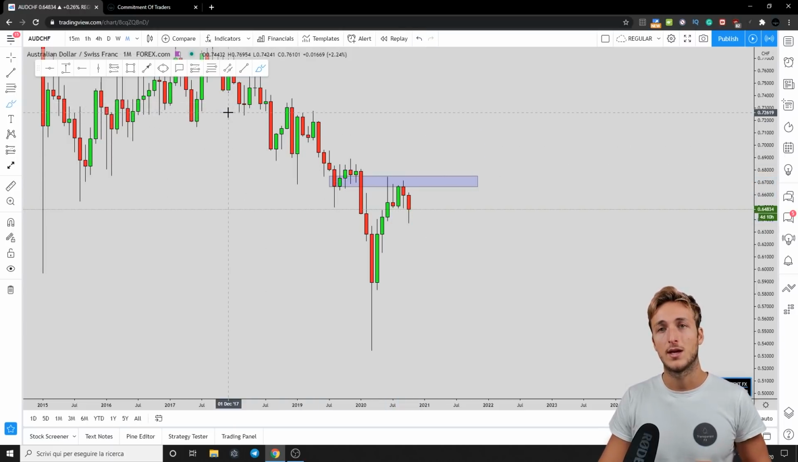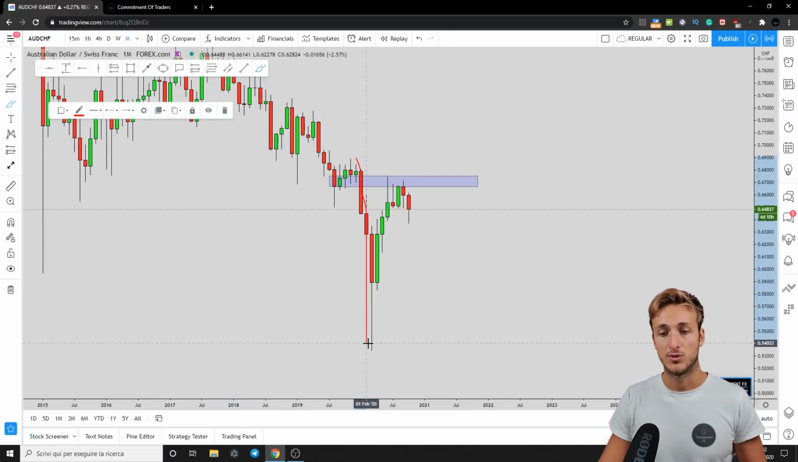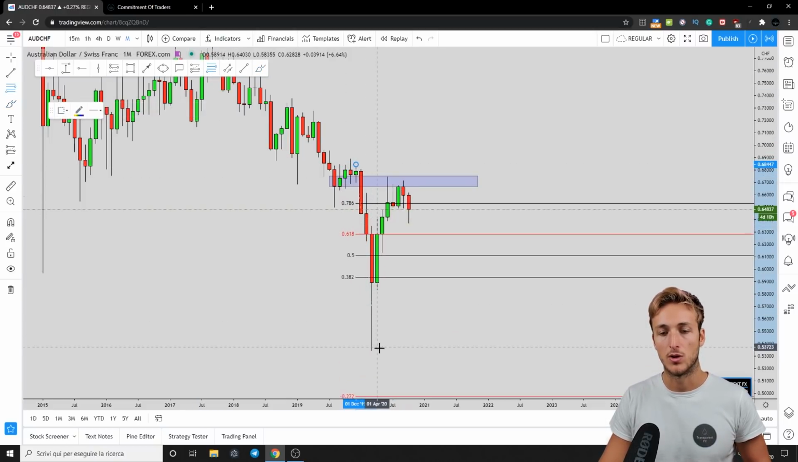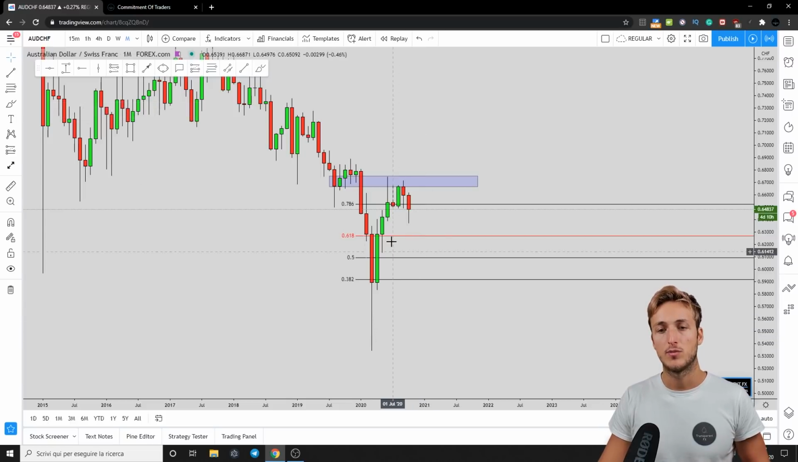Now, another thing that we can view from a monthly perspective is that after an impulse, if we want to measure the correction, what we have to do is take our Fibonacci from the high to the low of the impulse. And if we do that, what we can see is that currently the market is breaking back below the 0.786 of the Fibonacci taken on this monthly impulse.